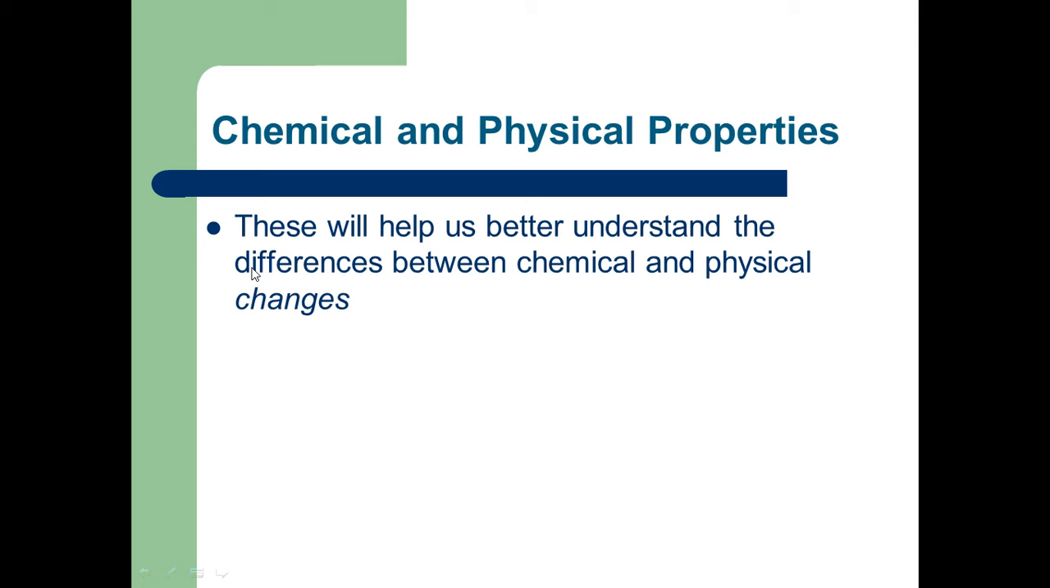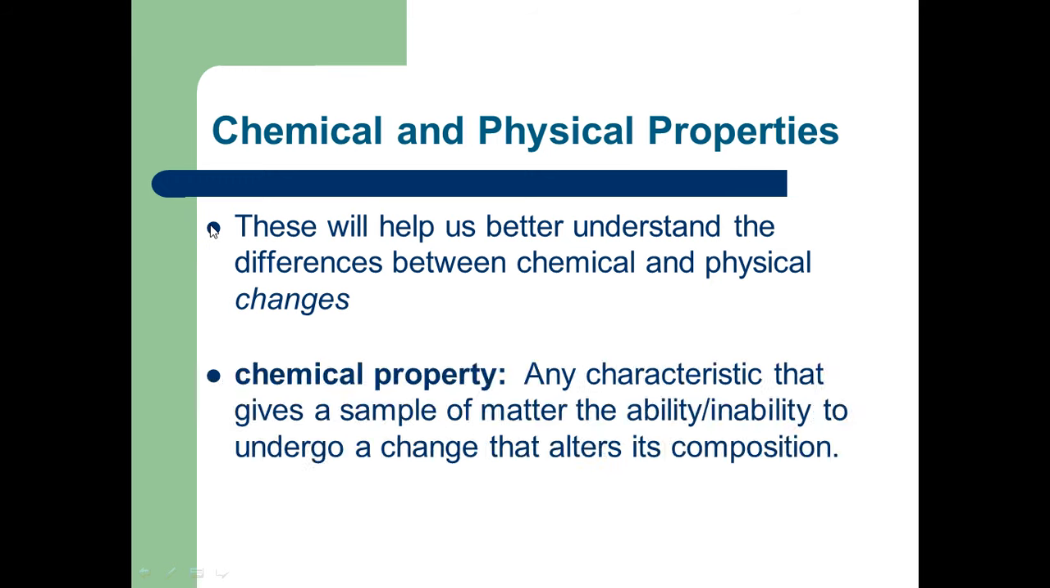Okay, so how you describe a substance, properties, you're not actually changing them, it's just descriptors. These will help us better understand the differences between chemical and physical changes. So, start with the chemical property. That is any characteristic that gives a sample of matter the ability or inability to undergo a change. So a chemical property is going to describe how something could change without actually doing it. It's typically listed on a label or something that you would know about a substance of how it could change.